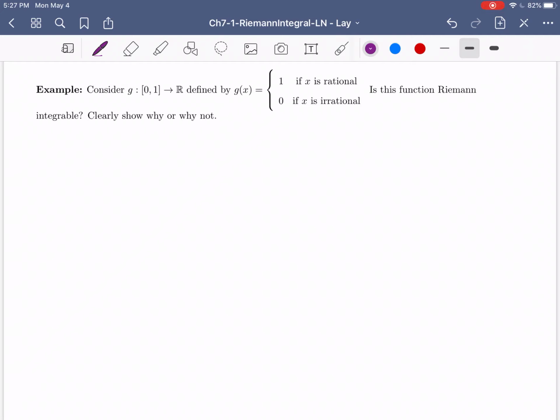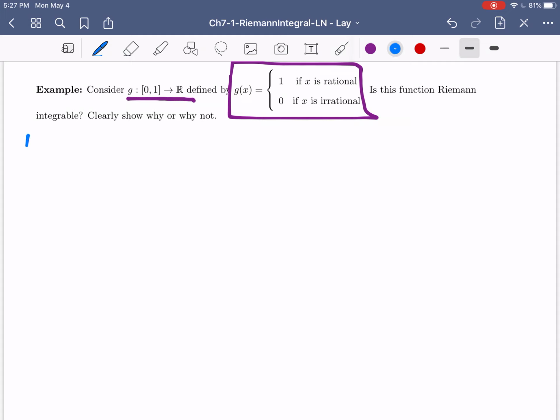Let's look at another example where we're going to see if something is a Riemann integrable function. And so our function here is a funky function. We have g that's going to map from the closed interval 0, 1 to the real numbers, and it is going to map in this way. If x is a rational number, then it's going to map to 1. If it's irrational, it maps to 0.